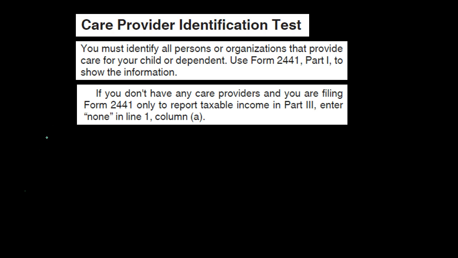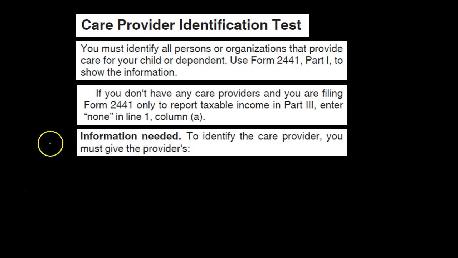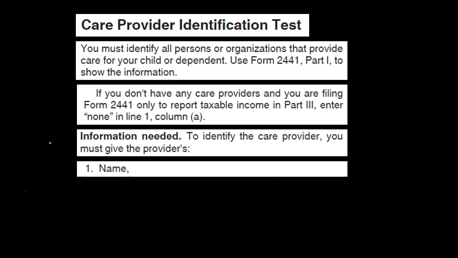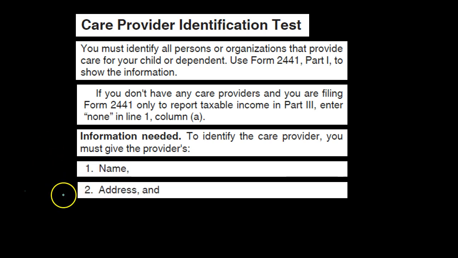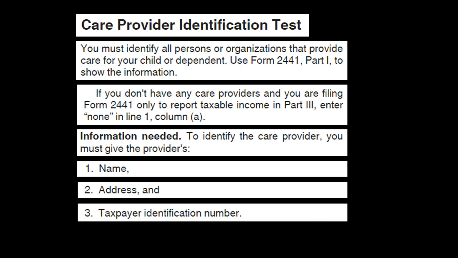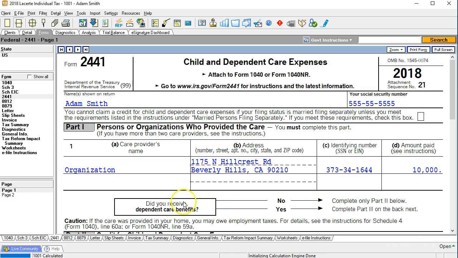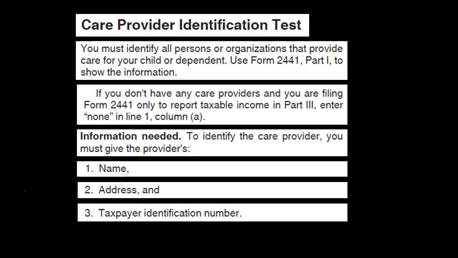Back to the text. If you don't have any care providers and you are filing Form 2441 only to report taxable income in Part 3, enter none in line 1, column A. Information needed. To identify the care provider, you must give the provider's name, address, and taxpayer identification number. So again, we could see that here. The name would be here. We've got the address and the taxpayer identification number.